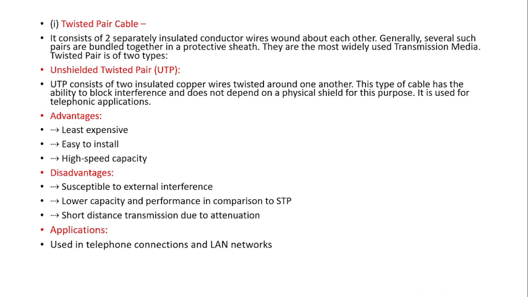The advantages of using unshielded UTP are least cost, it is very easy to install, and high speed capacity is also given. The disadvantages are that it is susceptible to external interference, it has lower capacity and performance in comparison to STP, and it is limited to short distance transmission due to attenuation. Attenuation is the distortion or noise that comes in. UTP is used in telephone connections and LAN networks.